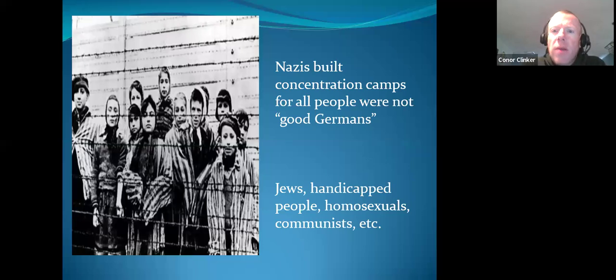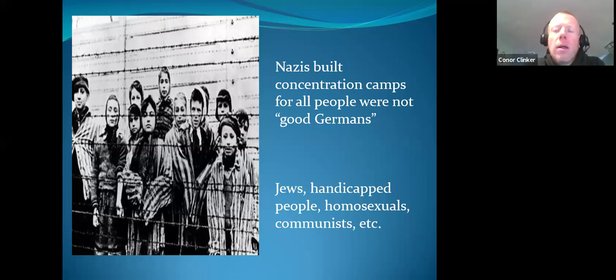Nazis built concentration camps for all people who were not good Germans. That would include Jews, obviously, handicapped people. Anyone with a physical or mental handicap was considered a weak link and almost like a cancer that had to be separated from the healthy body of the good Germans. Homosexuals, too, the Nazis specifically considered homosexuality to be a mental disorder, a mental illness, and therefore they had to be separated from society.